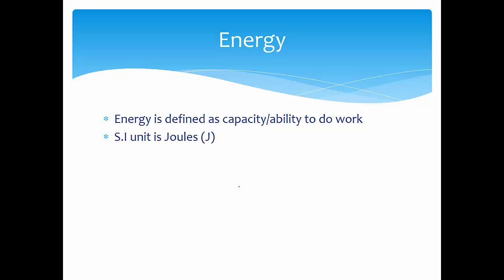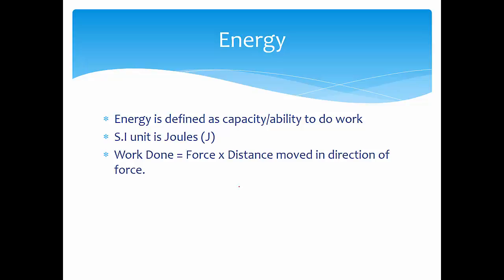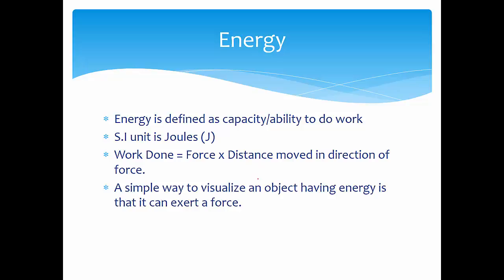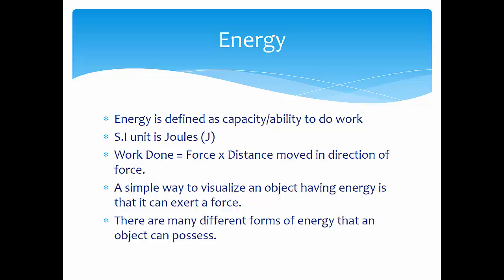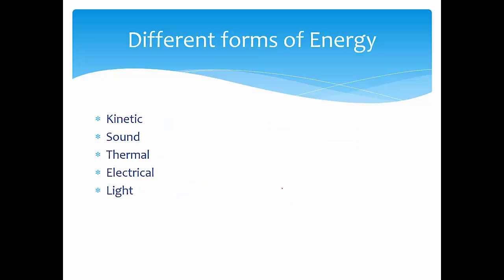The SI unit is joules, or J. Remember that work done is force times distance moved in the direction of force. So a simple way to visualize an object having energy is that it can exert a force. There are many different forms of energy that an object can possess. These are some of the different forms of energy.